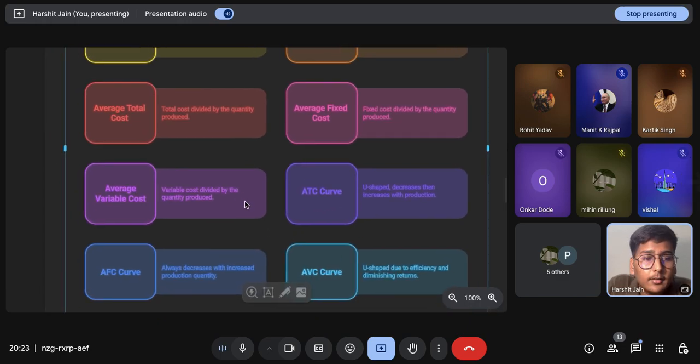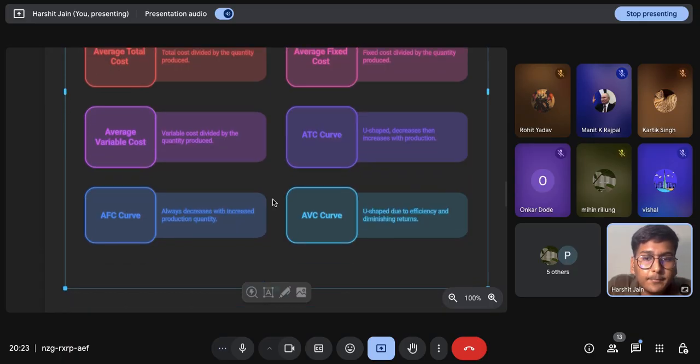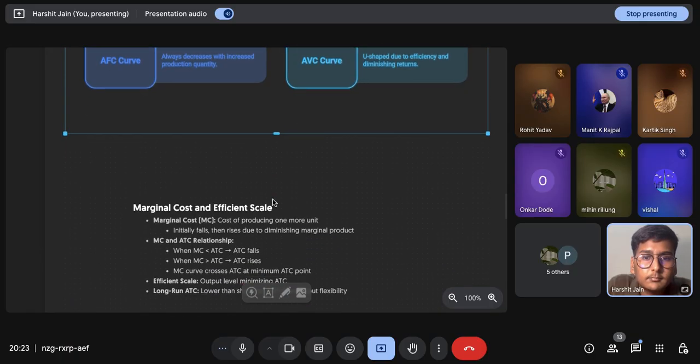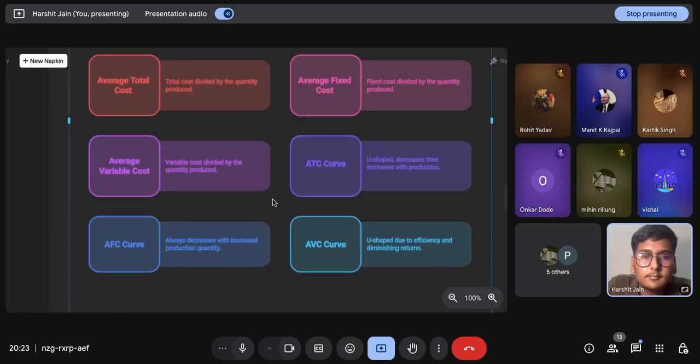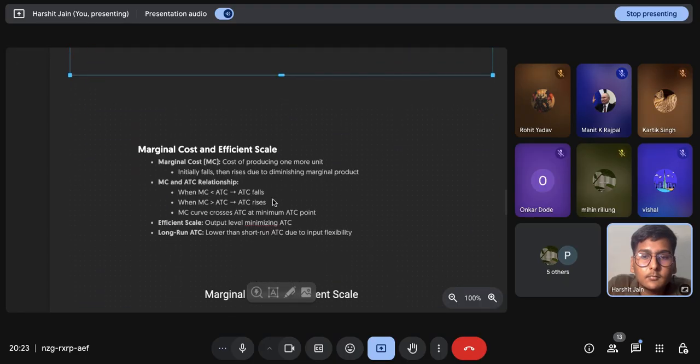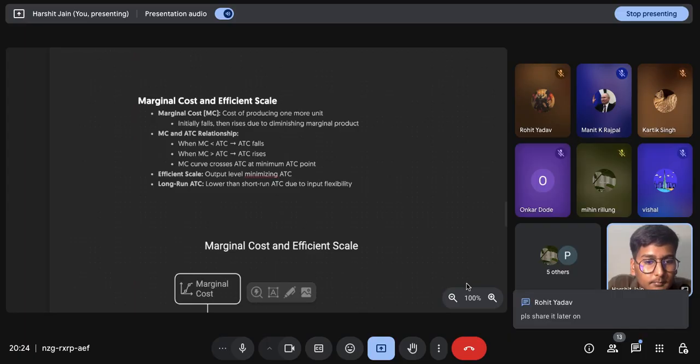I will share this with you, but if you want to take a screenshot, you can. Okay, Rohit.